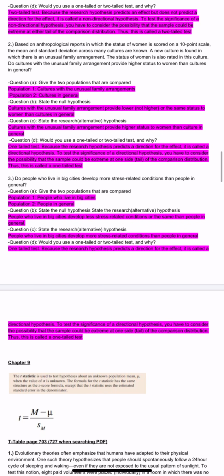Based on anthropological reports in which the status of women is scored on a 10-point scale, the mean and standard deviation across many cultures are known.